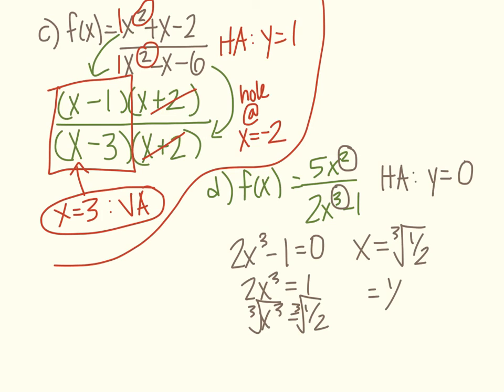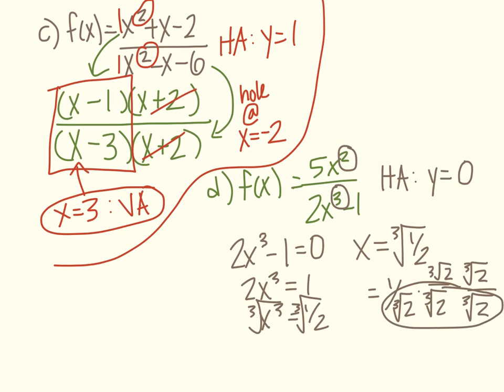If I want to be really mathematically proper, I should rationalize this, I suppose. But since it's a cube root, I cannot multiply it only one time. I actually have to multiply it twice. This is the only way I can get rid of a cubed root. I need to have it multiplied 3 times. So I'm going to end up with the cube root of 4 on the top and then a 2 on the bottom. X equaling this is actually my vertical asymptote.